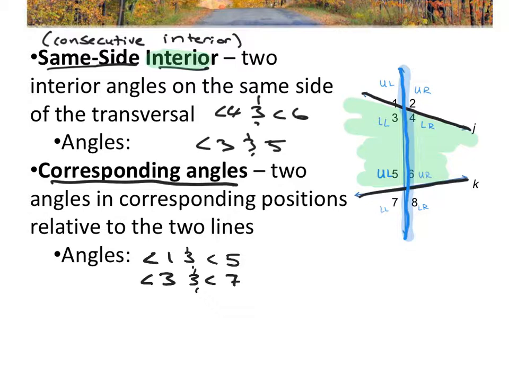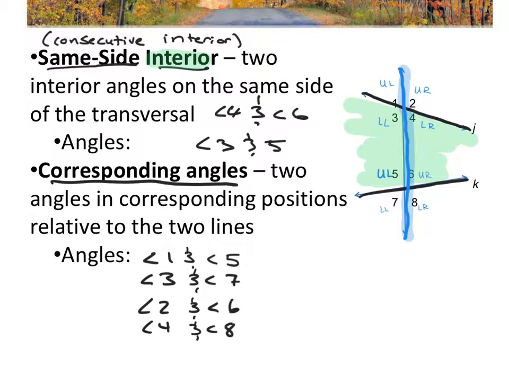Somebody different. Give me a new one. Colette. Angle 2 and angle 6 because they are both in the upper right-hand corner. And I've got one more combination for somebody who hasn't gone yet. Yes, sir? Angle 4 and angle 8. Angle 4 and angle 8 because they are both in the lower right-hand position. We call these corresponding angles because they're both in the same position.